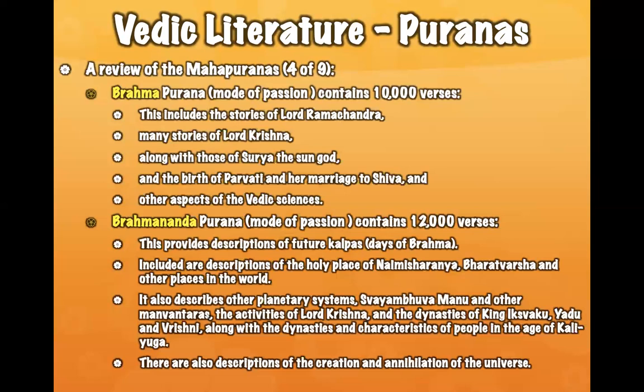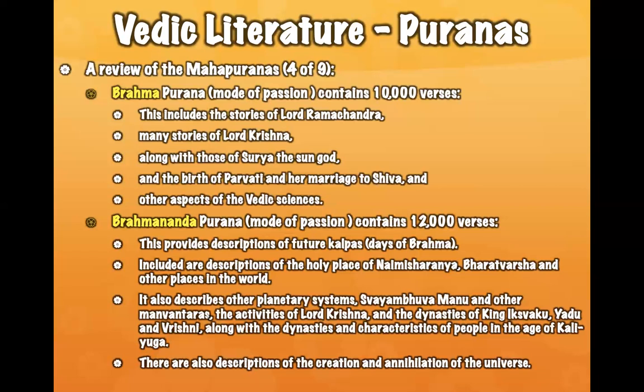Now we look at the ones in the mode of passion. So Brahma Purana, 10,000 verses, includes the stories of Ramachandra, many stories of Lord Krishna, along with those of Surya, the sun god, and the birth of Parvati and their marriage to Shiva, and other aspects of Vedic sciences. So marriage of Shiva is very popular in many of the Puranas.